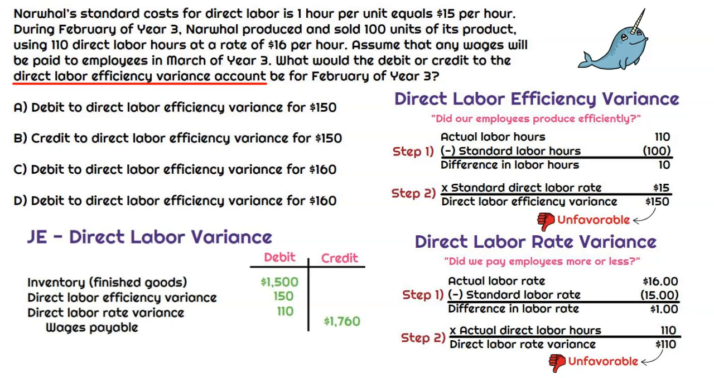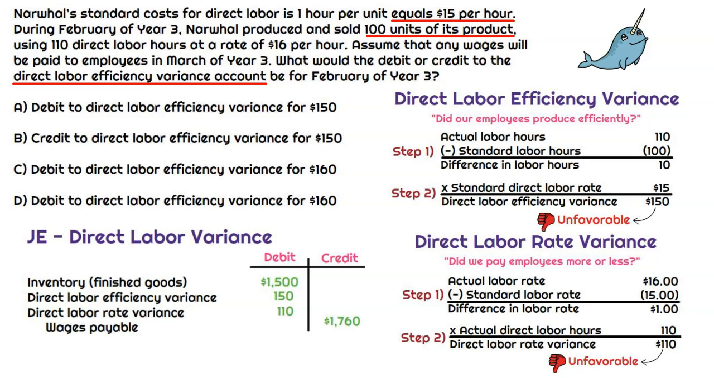Now, let's come up with the journal entry. So the first thing is to figure out what we would debit to inventory. And because it's labor, we're assuming they made the raw materials into finished goods. Now, this is going to be based on the standard for the inventory account specifically. Right? And that was 100 units at $15 per hour. So specific to labor, that's going to be a debit to inventory finished goods for $1,500. Now just remember that's based on the standard.